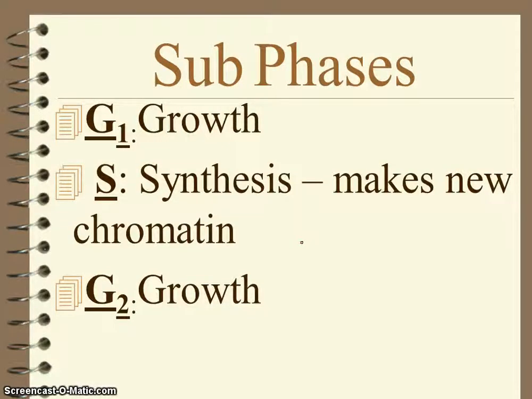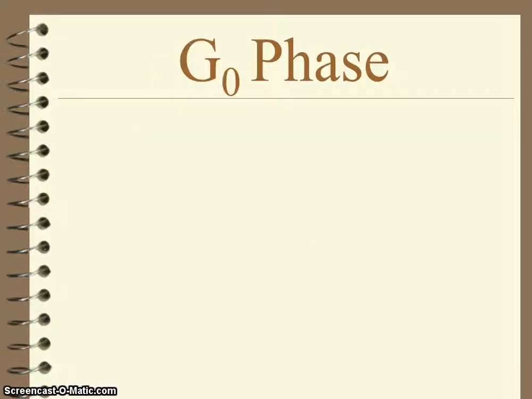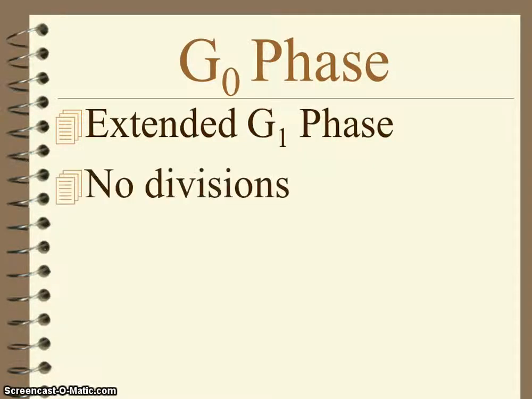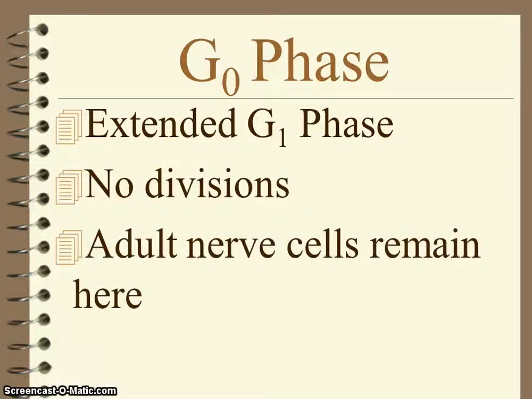Now, I did say that if a cell went into G sub 0, that was very bad. It's kind of like jail. It's an extended G1 phase. No cell divisions can occur. The cells get stuck there. Not all cells get stuck there, but nervous system cells, adult nerve cells, do. So when you have a spinal cord injury, you typically don't heal yourself. Same thing with brain injuries.